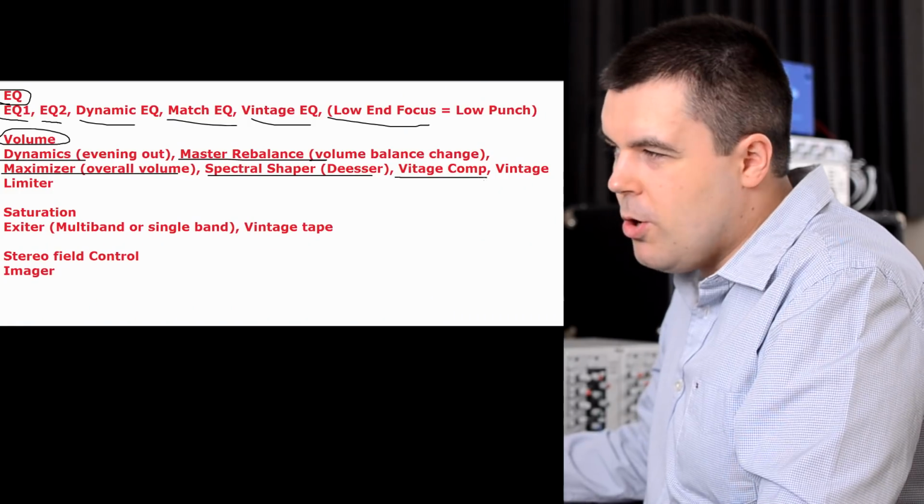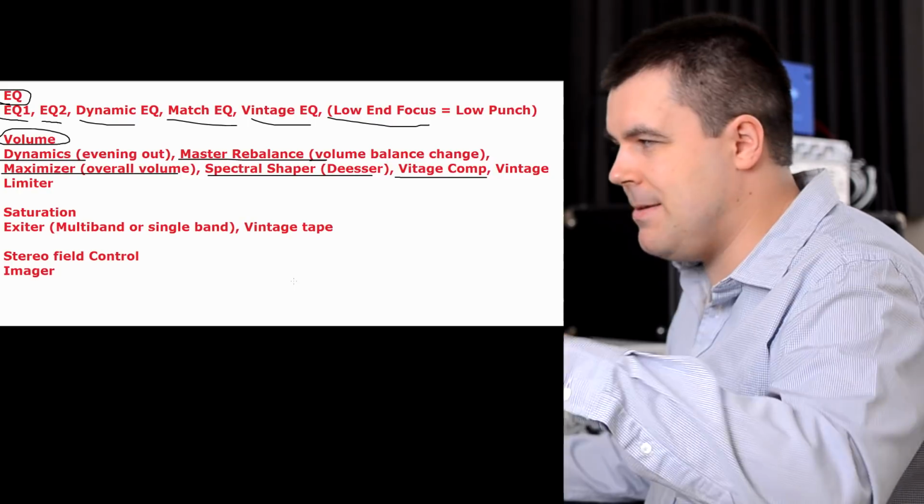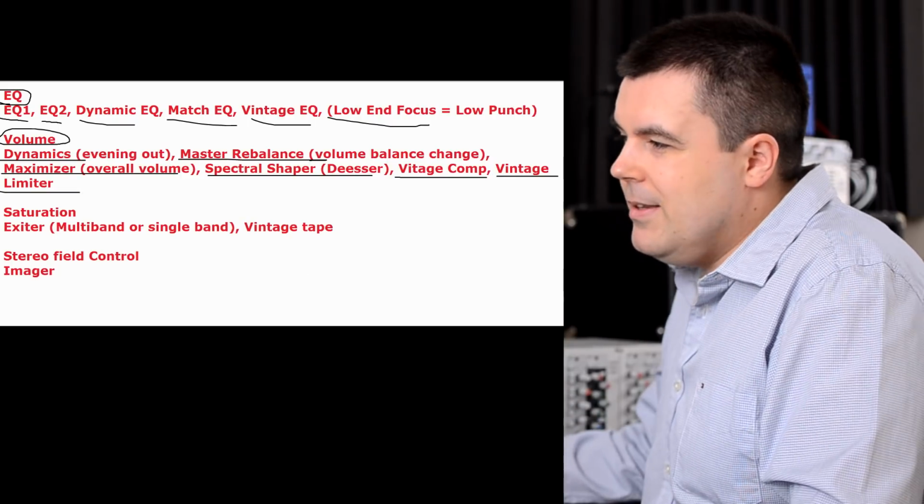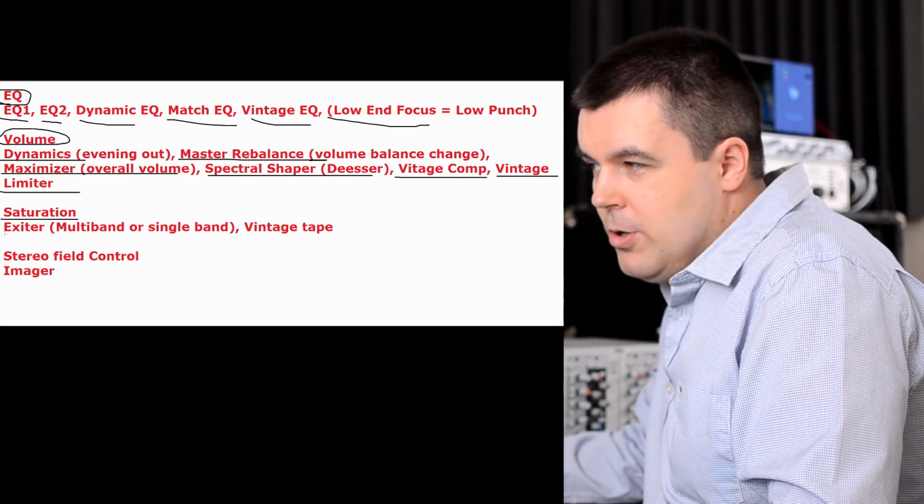You have Vintage Compressor, which has saturation, so it's a compressor with saturation. And you have Vintage Limiters. Then you have a saturation module called Exciter.